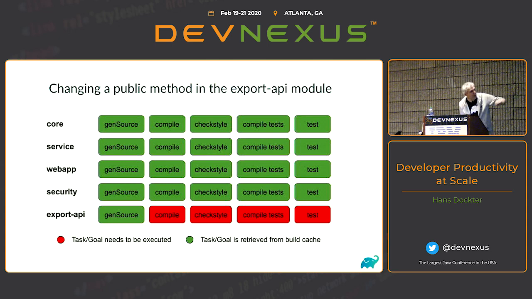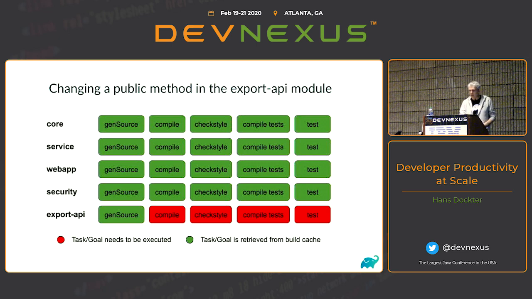When you compile the export API module, we calculate the hashes, create the key, and ask the build cache, do you have output for that input? And the build cache says no. Then we run the compile goal and we publish the output in the cache.